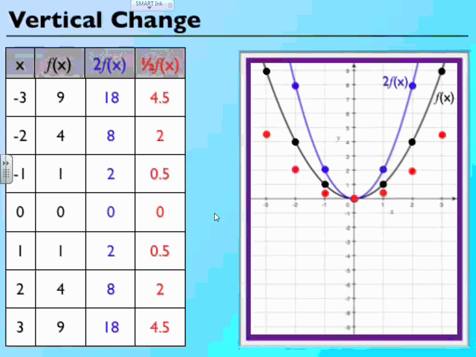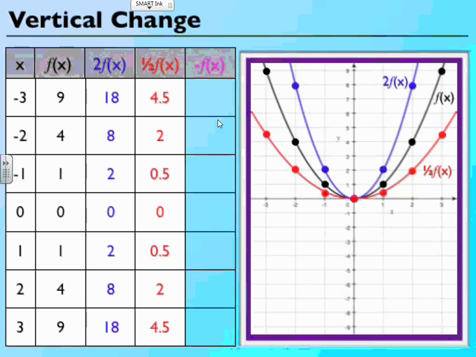All right, so I've got all of these points for 1/2 f of x, or 1/2 times f of x. I connect them, and that is my graph for 1/2 f of x. All right, final column here, negative f of x. Well, this one should be fairly easy because it's just all of the numbers from f of x, only we're going to take the opposite of them. So we've got -9, -4, -1, 0, -1, -4, -9. Same numbers, just negative now.